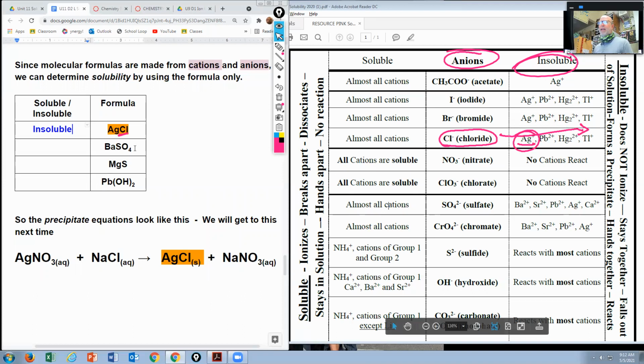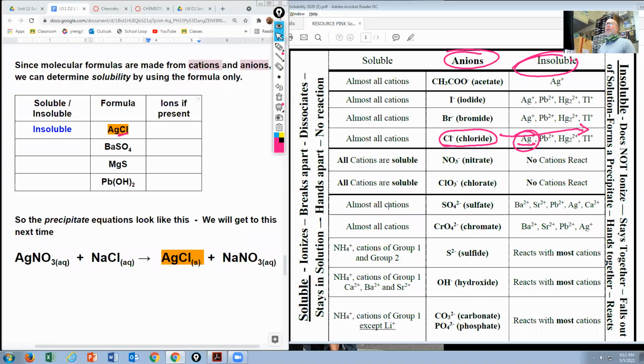I don't know why. There should be another column here. I'm going to add it really fast. All right, so when you do your homework, there's going to be another box that says, what are the ions, if present? There are no ions here, so you just leave it blank.